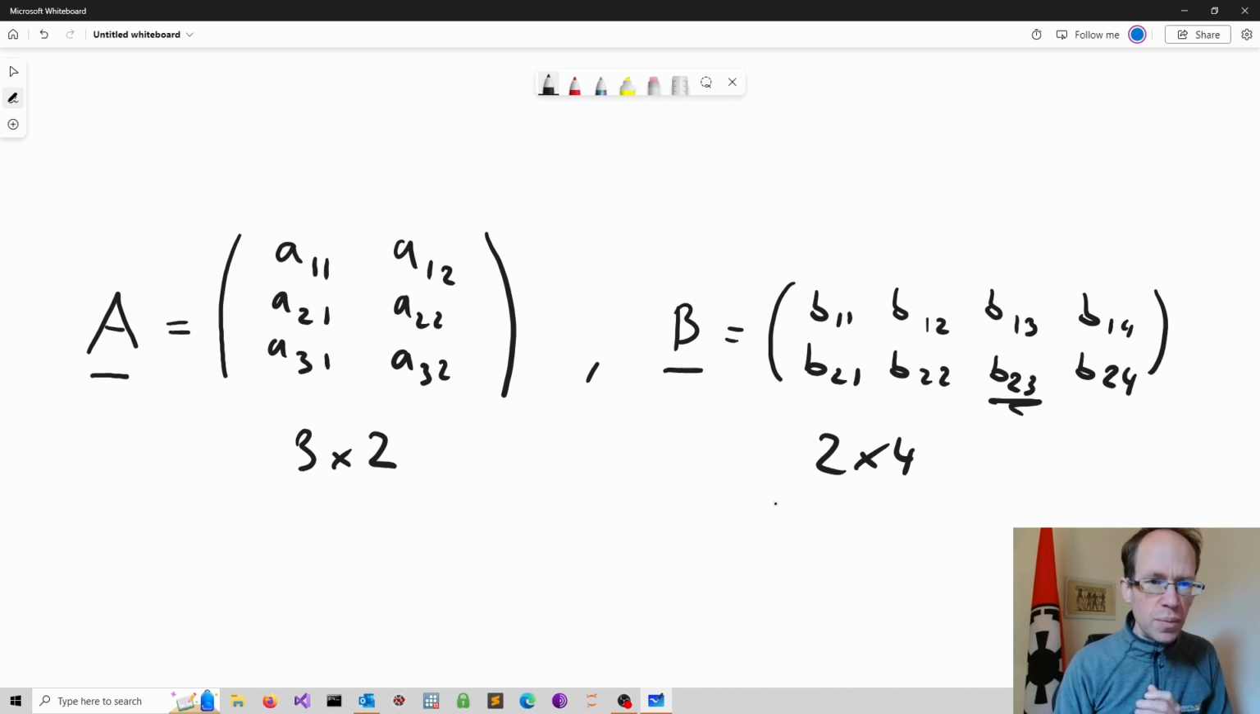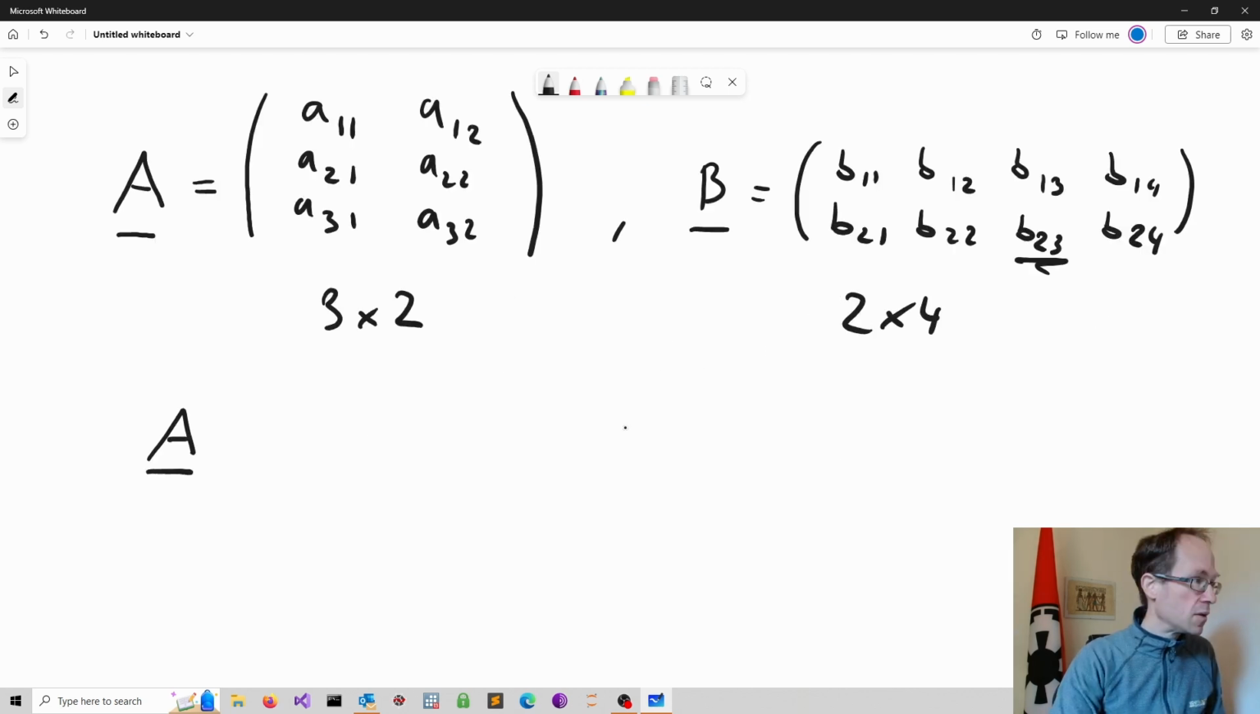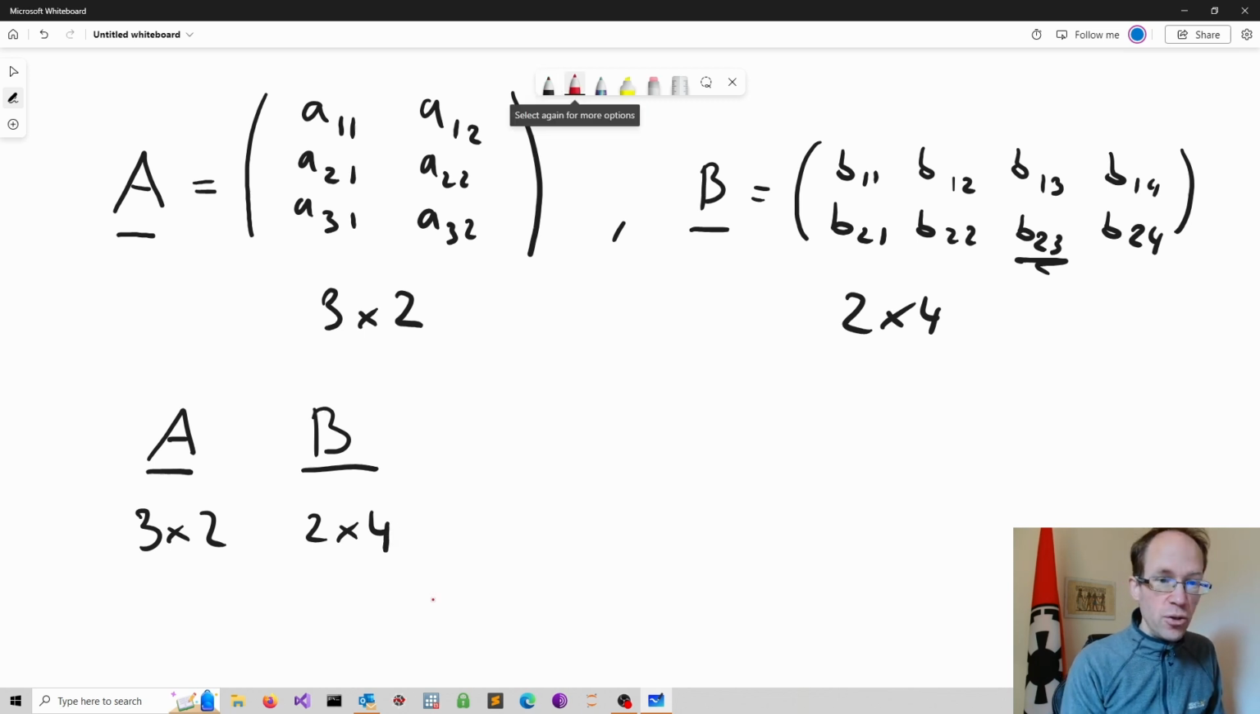So how can we obtain the product A times B? We have to focus first on whether dimensions match. Now this is important before we proceed with multiplication. The best way to check dimensions is to write them down as follows. So A is 3 times 2 and B is 2 times 4. The adjacent dimensions agree, both are 2.